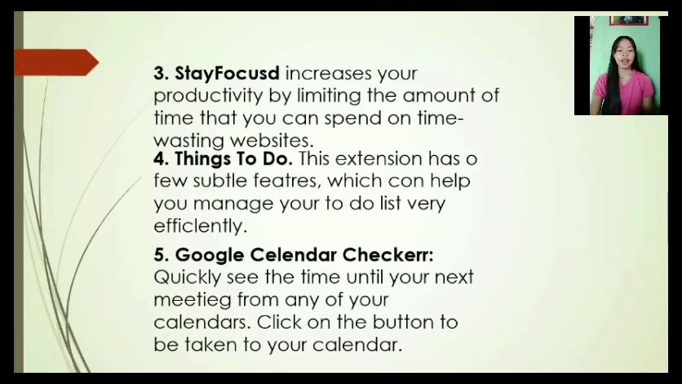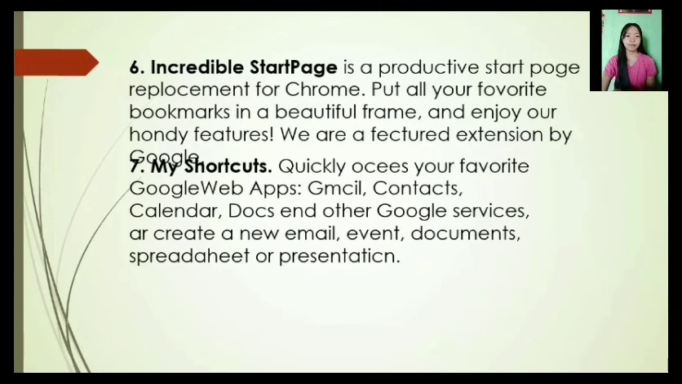Number 5. Google Calendar Checker. Quickly see the time until your next meeting from any of your calendars. Click on the button to be taken to your calendar. Online calendars are a very popular choice due to the ease with which you can access and coordinate with others. With Google Calendar, you can quickly schedule meetings and events and get reminders about upcoming activities, so you always know what's next.